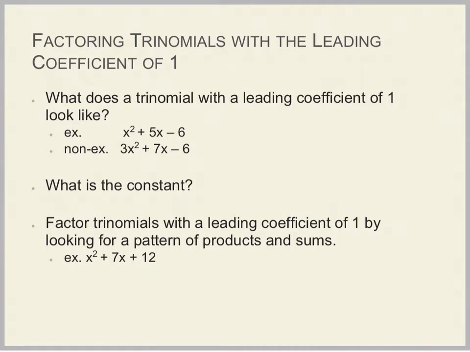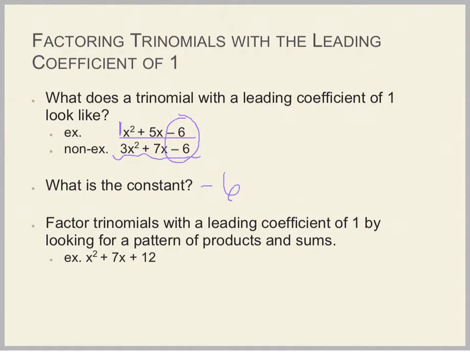So what does a trinomial with leading coefficient of 1 look like? Well, our example here, x squared plus 5x minus 6, has a leading term of x squared, and in front of that is a 1. We simply don't write that. Our non-example shows a leading coefficient of 3x squared. And what is the constant? We'll be looking at that constant. Remember, the constant is the number not attached to any variables, in this case, negative 6 for both of them.